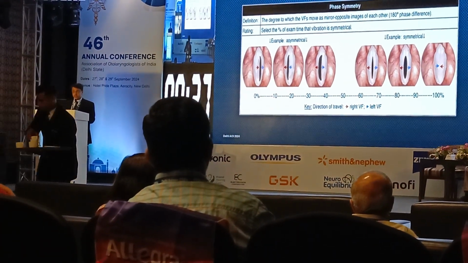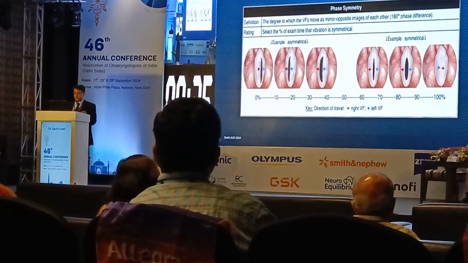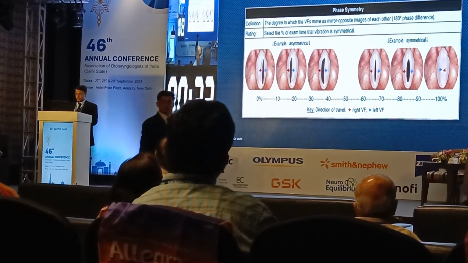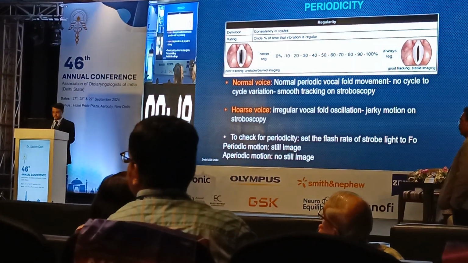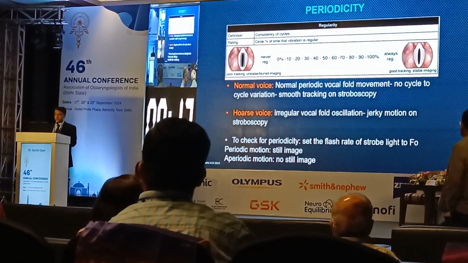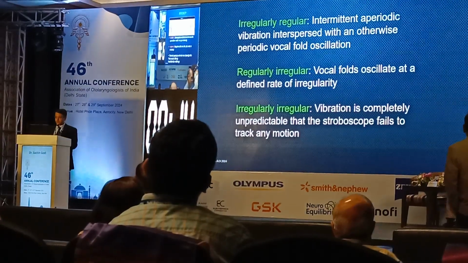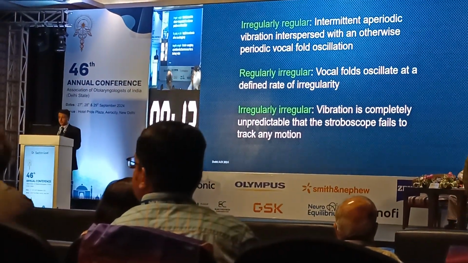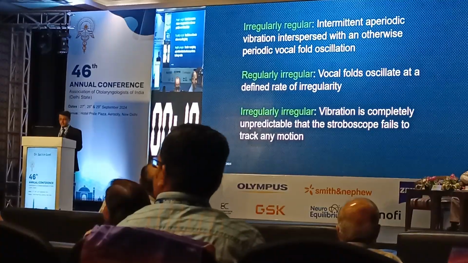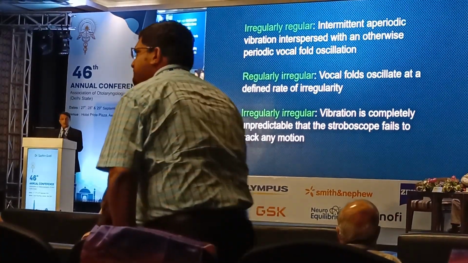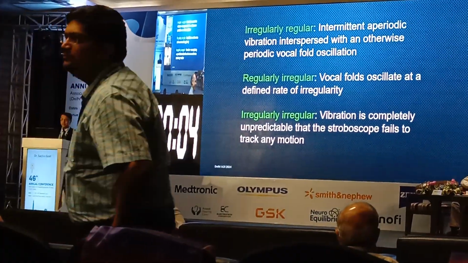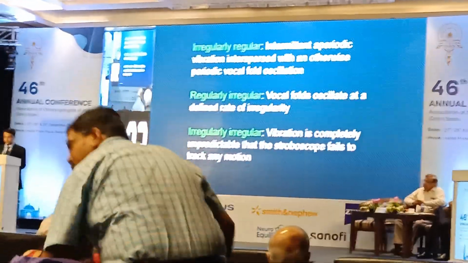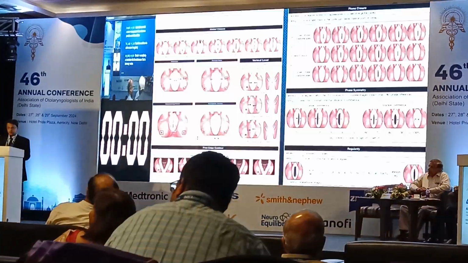With this phase asymmetry, we have to check that sometimes one vocal cord is closing, the other is opening, or vice versa. They should happen together. Periodicity is again depending on the degree of hoarseness of the patient. It can be irregularly regular in cases of voice breaks, regularly irregular in cases of tremors, and irregularly irregular in cases of complete aperiodicity, and the stroboscope will fail to track any motion.